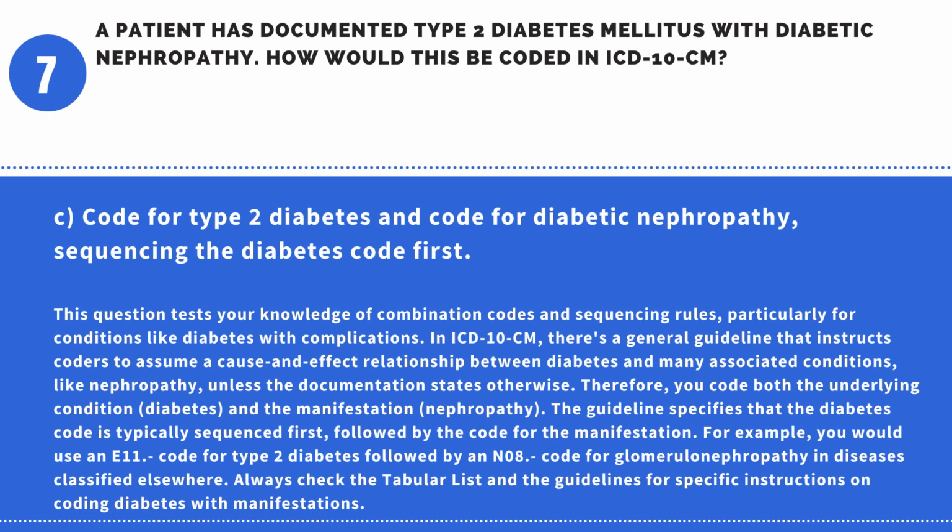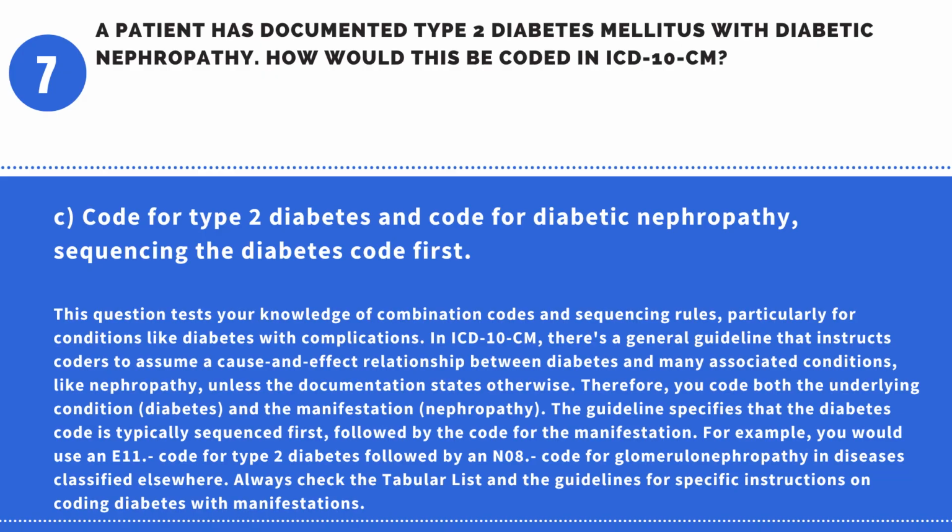Answer C. Code for type 2 diabetes and code for diabetic nephropathy, sequencing the diabetes code first. This question tests your knowledge of combination codes and sequencing rules, particularly for conditions like diabetes with complications. In ICD-10-CM, there's a general guideline that instructs coders to assume a cause and effect relationship between diabetes and many associated conditions, like nephropathy, unless the documentation states otherwise.